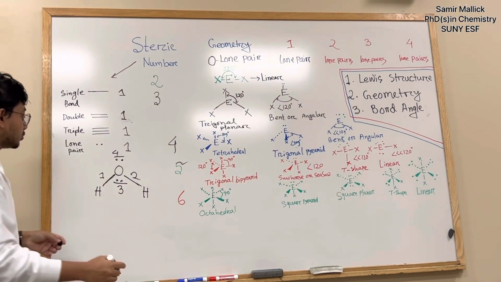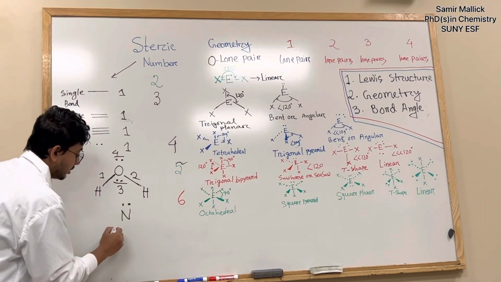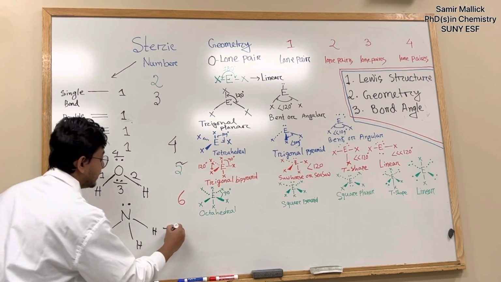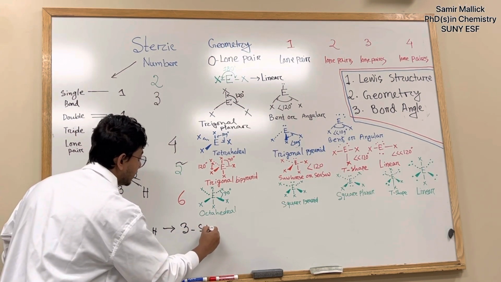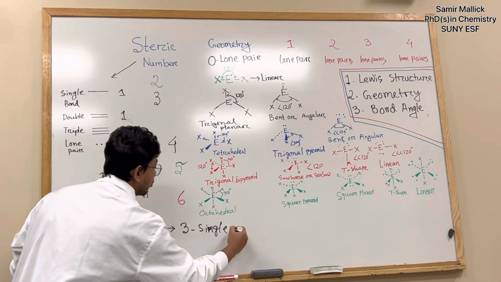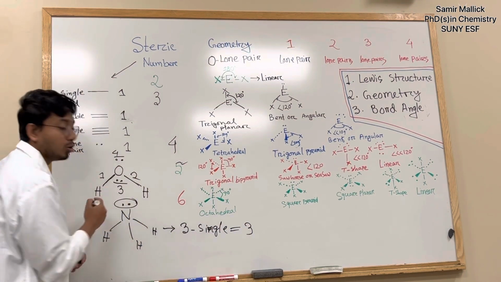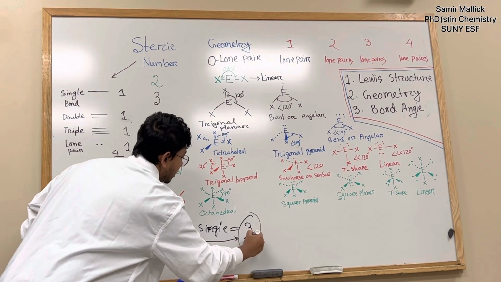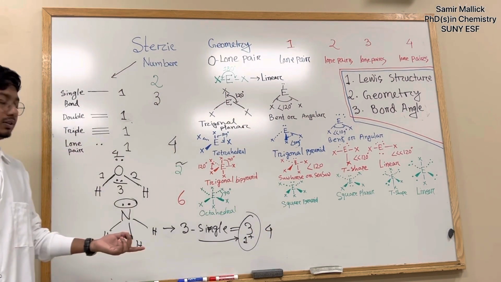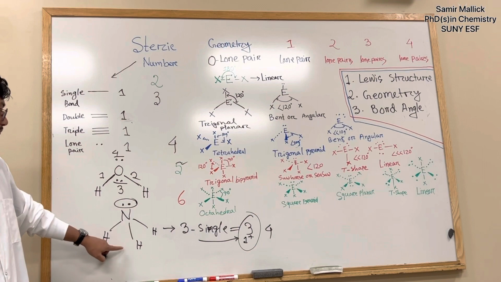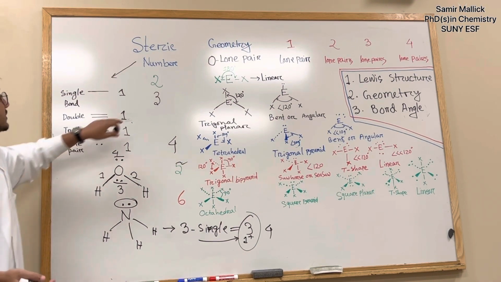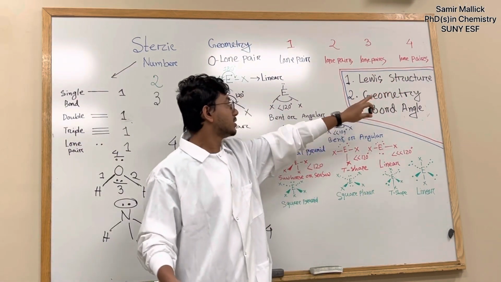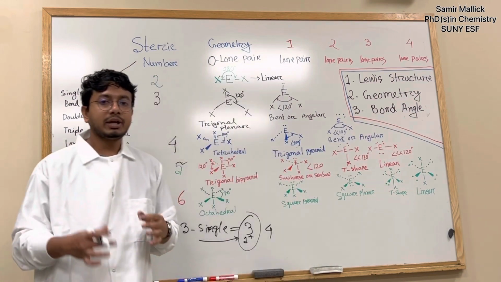Take any kind of compound, like ammonia. You can see the structure. Ammonia has 3 single bonds, which count as 3, and 1 lone pair, which counts as 1. So ammonia also has a steric number of 4. Once we count the steric number, we can go through the general topics and determine the Lewis structure, geometry and bond angle of any compound.